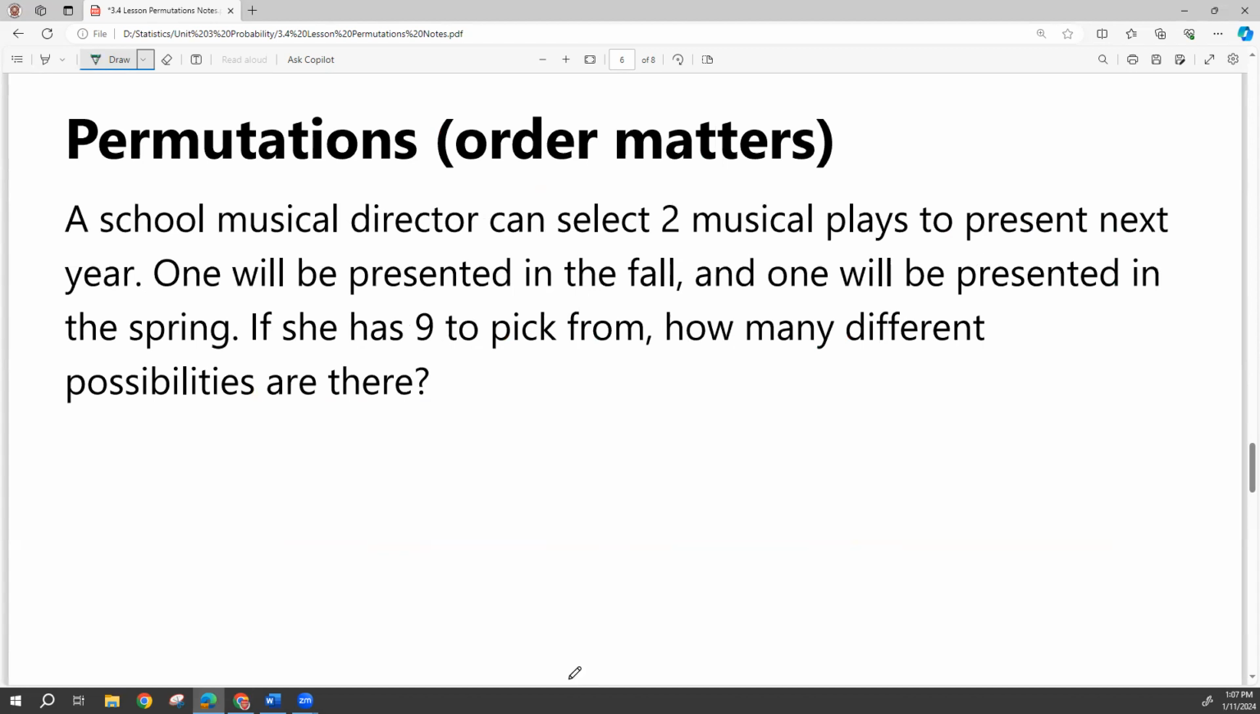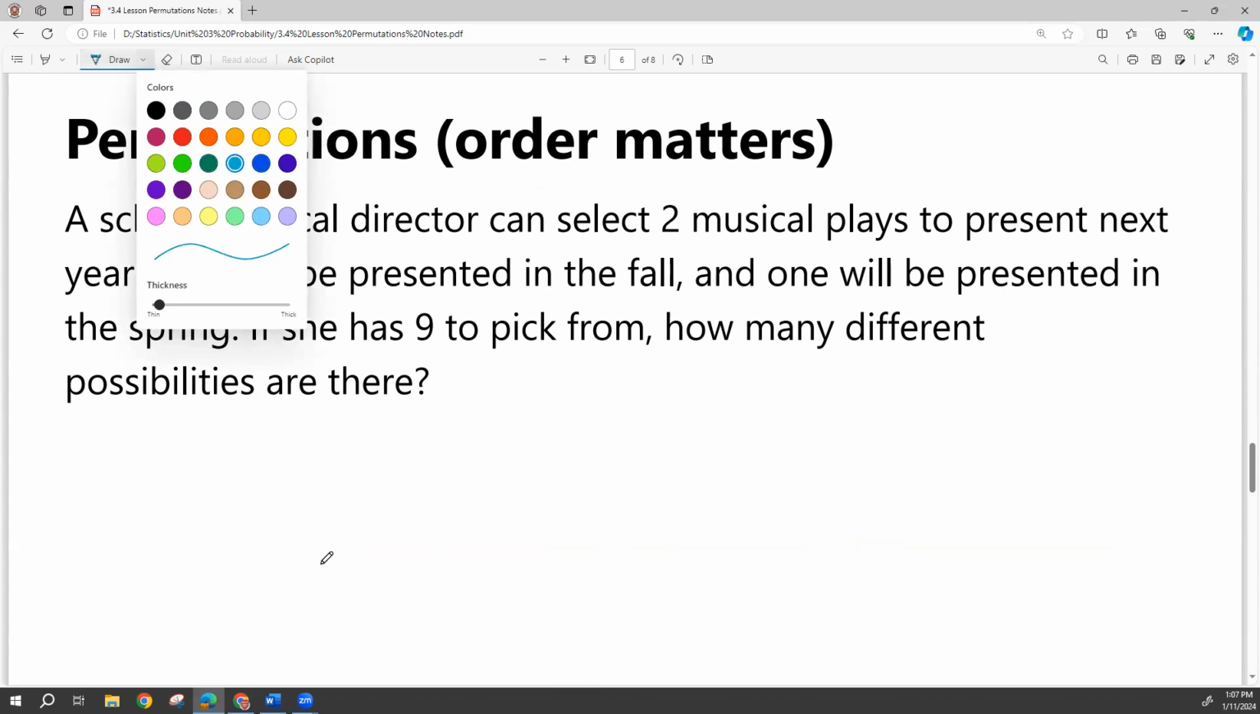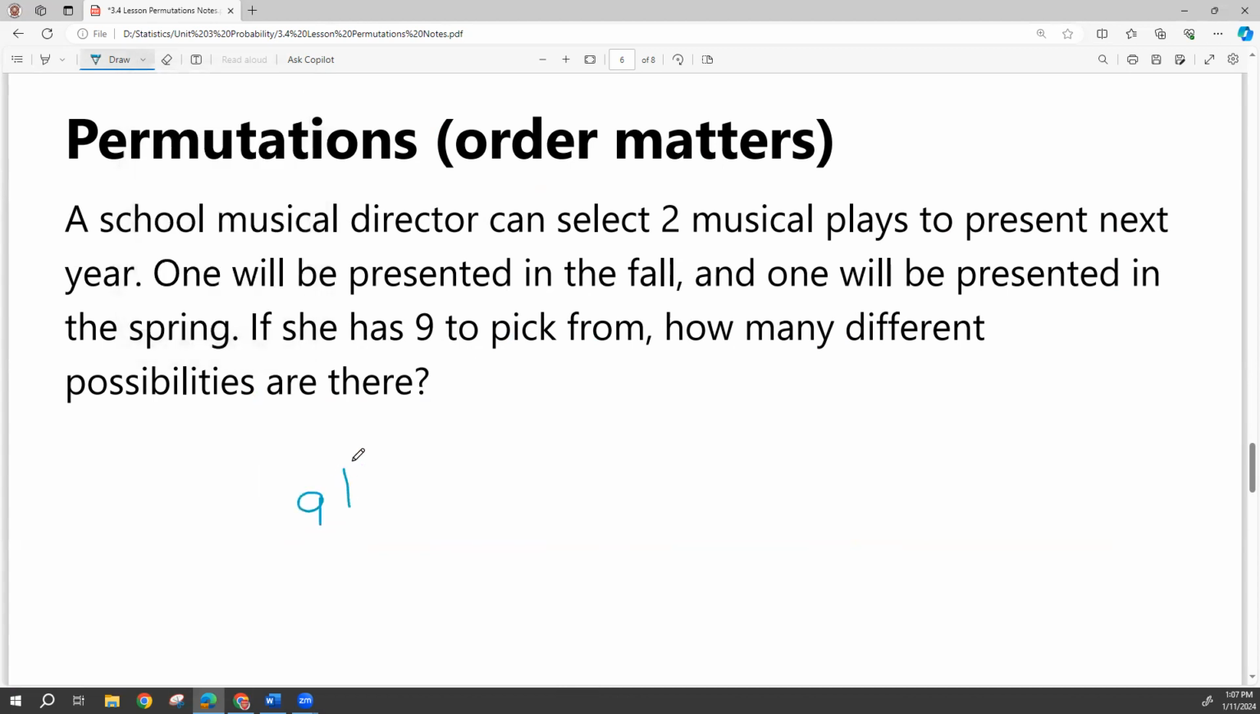So let's do another one here. And I keep writing permutation, order matters, because we will talk about combinations in the next lesson, where order does not matter. And so it's important to determine which is which. So here we have 9 musicals to select from, and we need to perform 2 of them, one in the fall, one in the spring. If we use our formula, we have 9 factorial over 9 minus 2 factorial, so we have 9 factorial over 7 factorial.